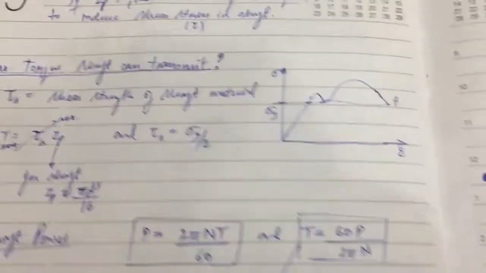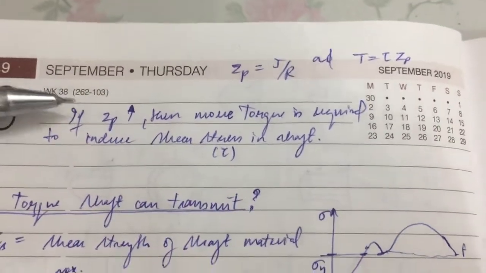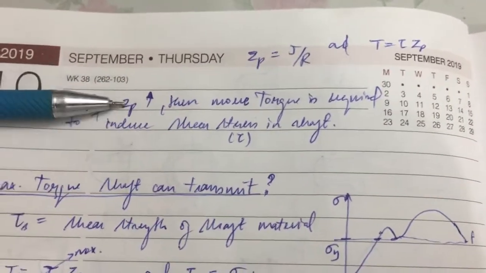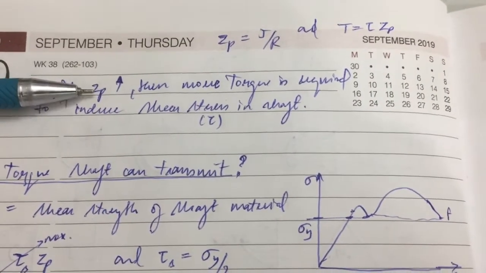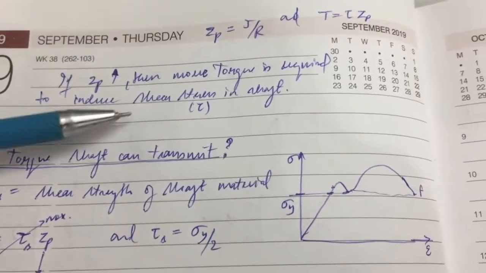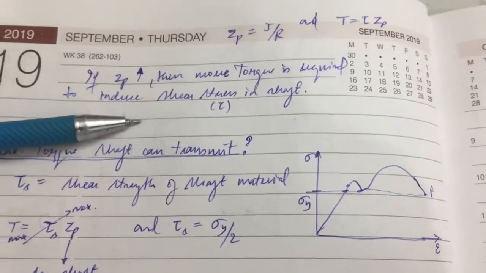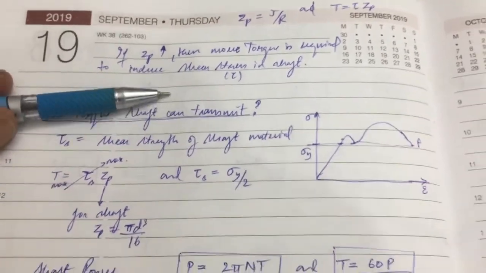So what does Zp mean? Zp is the polar modulus. That means if there is more polar modulus, then more torque is required to induce shear stress in the shaft. If you have more Zp, the better the shaft strength.